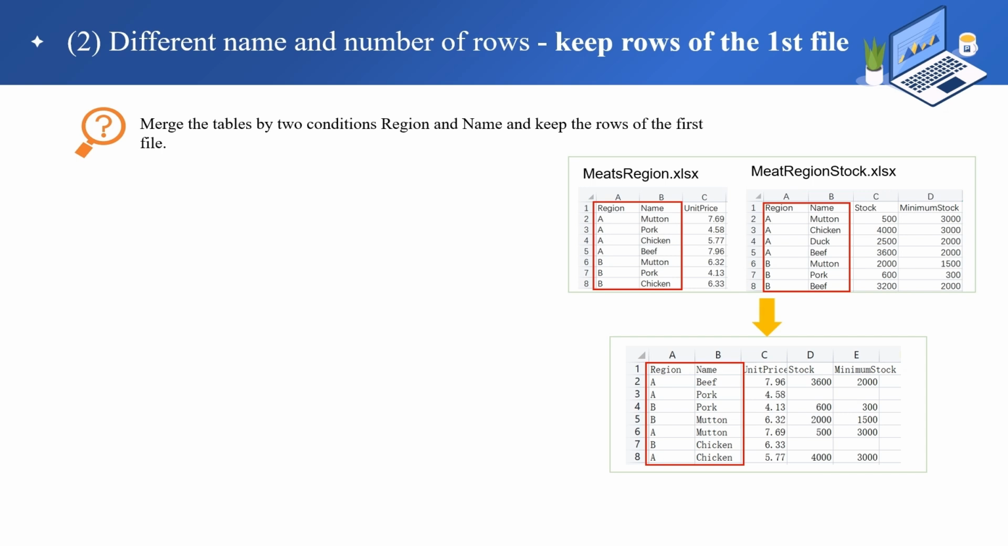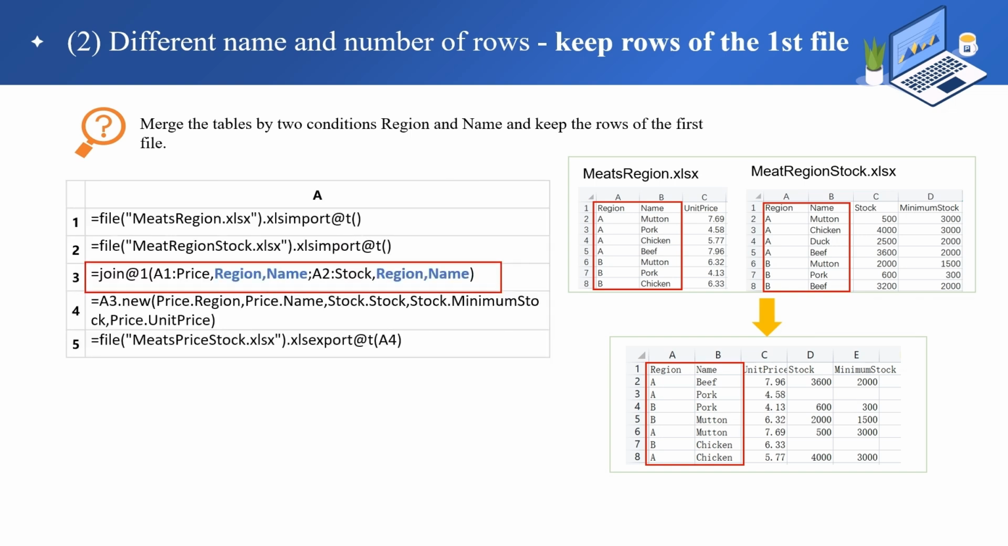The join function also supports multi-condition merging. For example, we want to add region information to the meat product data and merge by two conditions, region and name, and keep the rows of the first file after merging. Adding the condition fields region and name directly to the parameter of the join function can implement multi-condition merging.